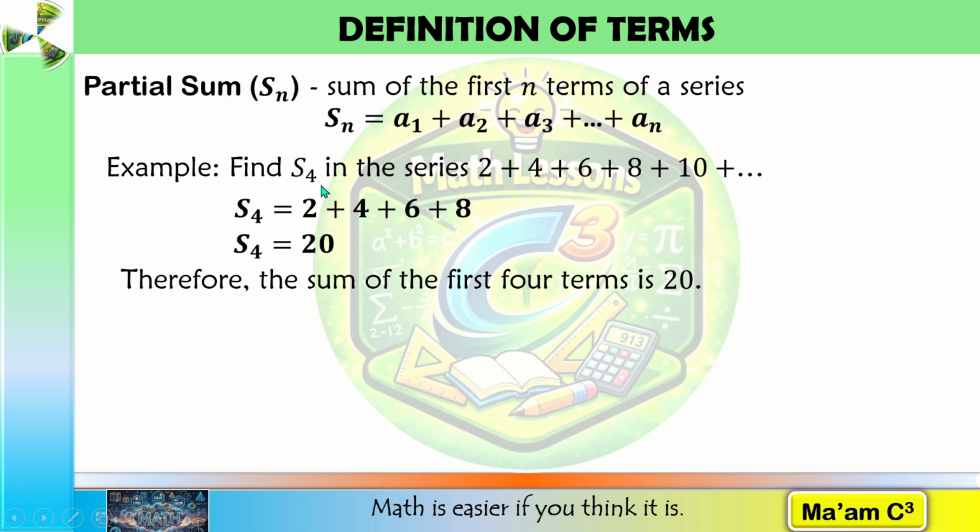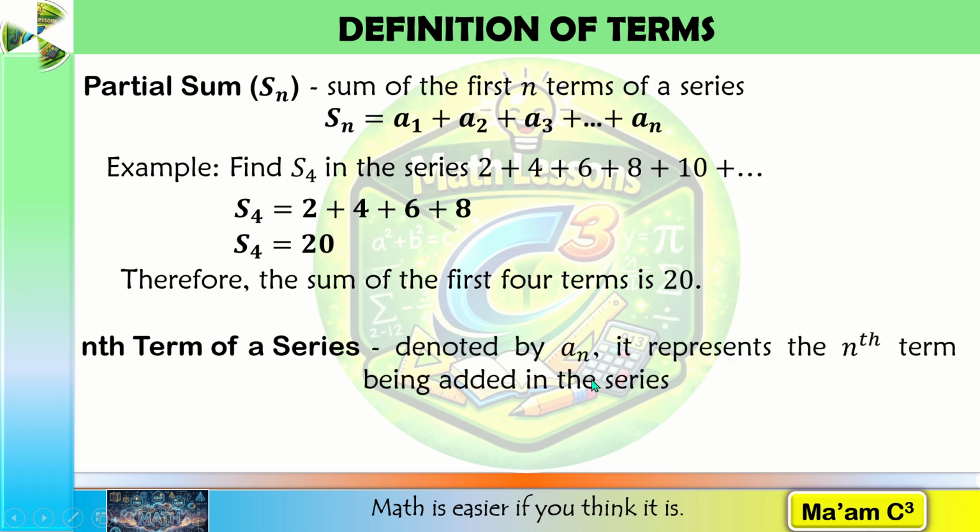If we have nth term of a sequence, we also have nth term of a series. This is denoted by a sub n. It represents the nth term being added in the series.